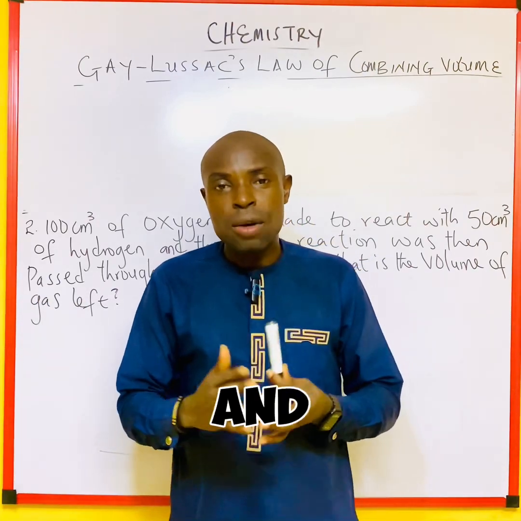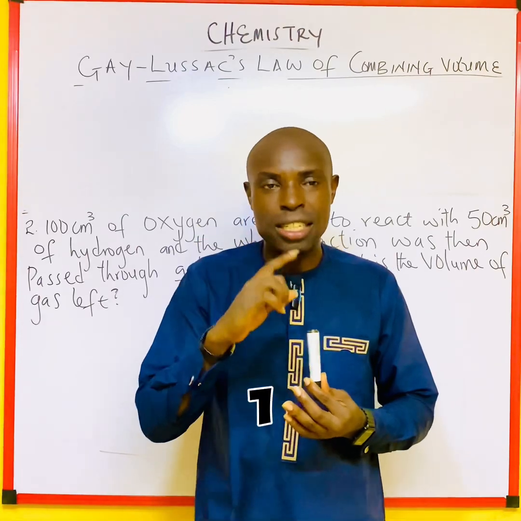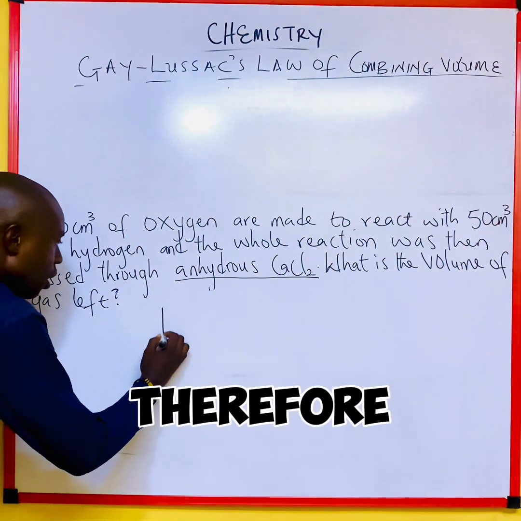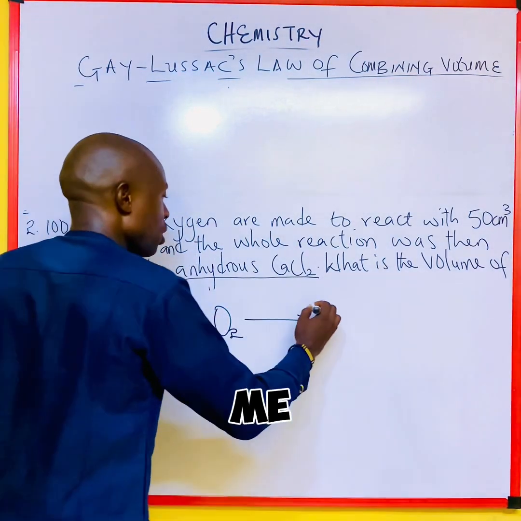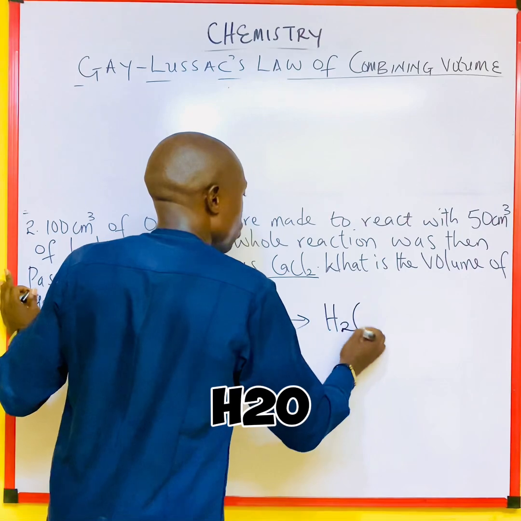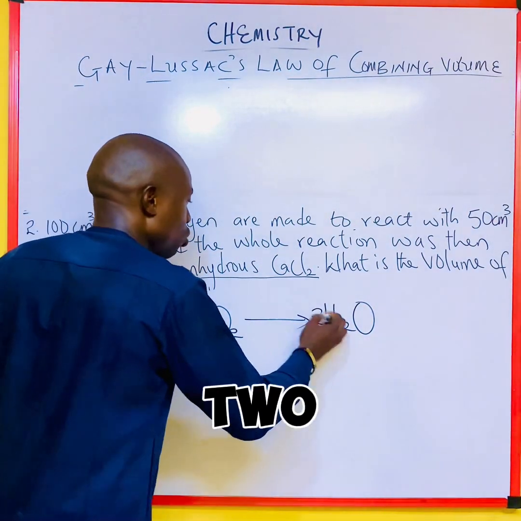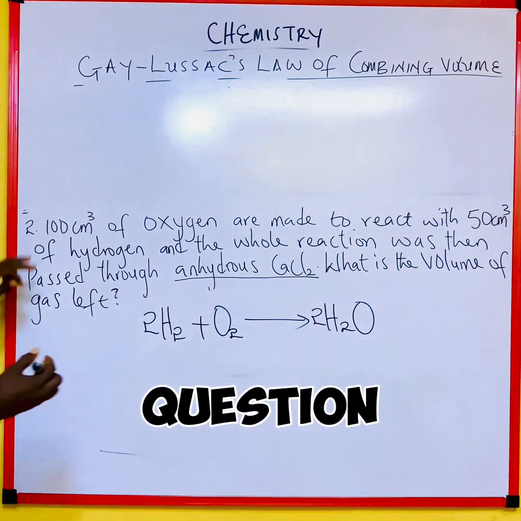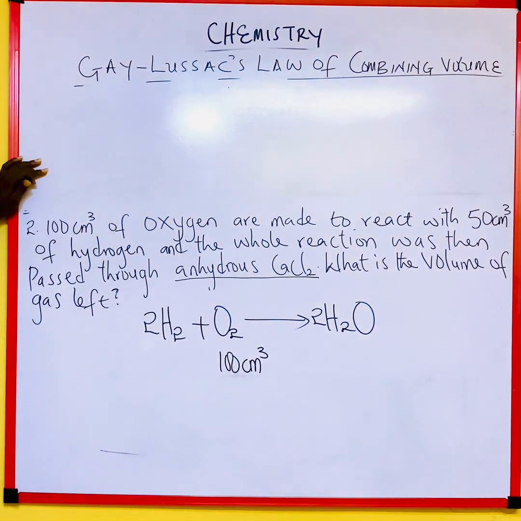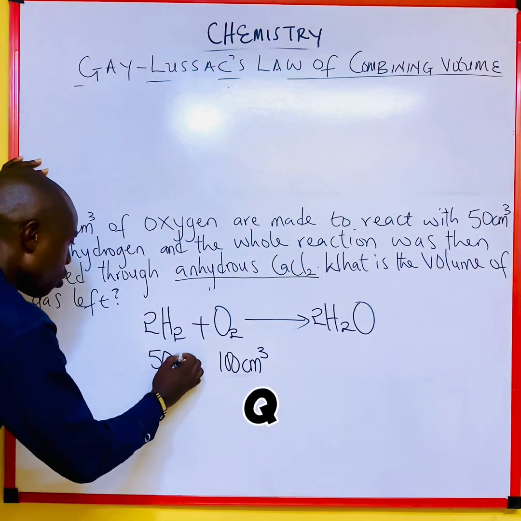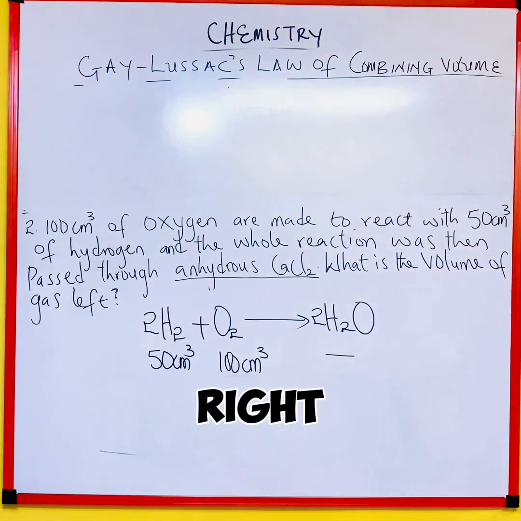It's simple. What do we do? We first of all give the reaction. That is step 1. So therefore, hydrogen plus oxygen will give me H2O, right? Because it says steam. Here is 2, here is 2. Now, from the question, we're given 100 cm cube of oxygen. We're given 50 cm cube of hydrogen. But we're not given any for the steam, right?